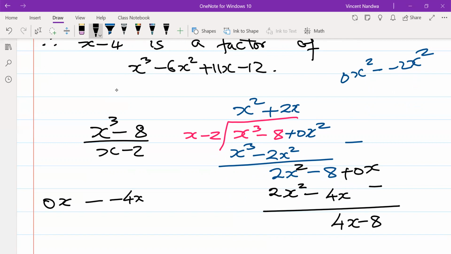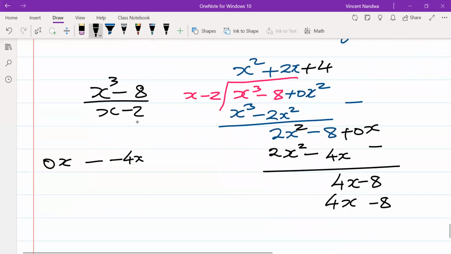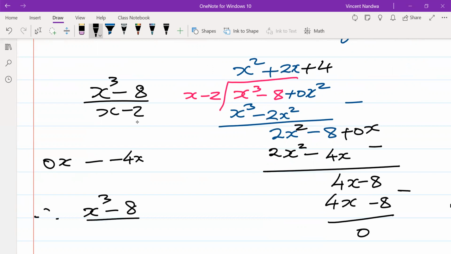So what should you multiply by x to get 4x? Positive 4. So I'll have 4x minus 8. Minus 8. When you subtract, you get 0. So therefore x cubed minus 8 over x minus 2 is given by x squared plus 2x plus 4.